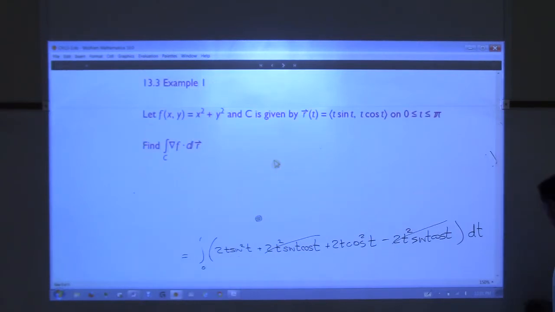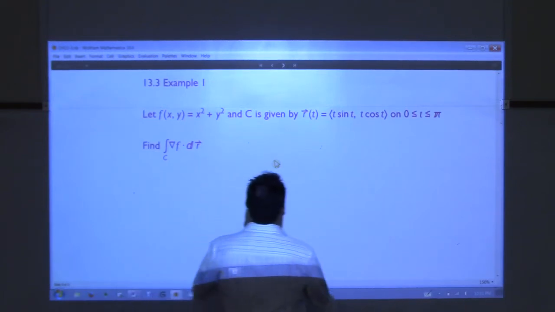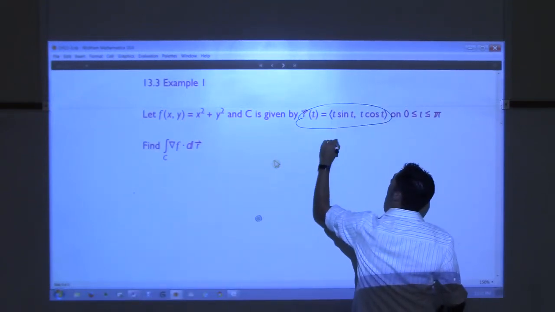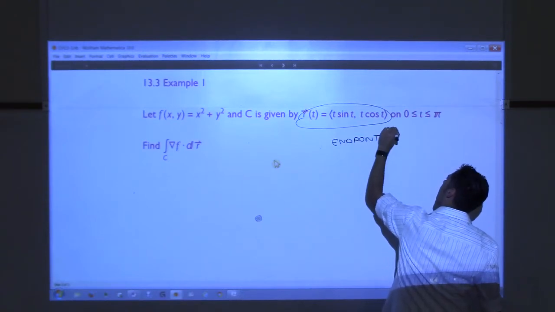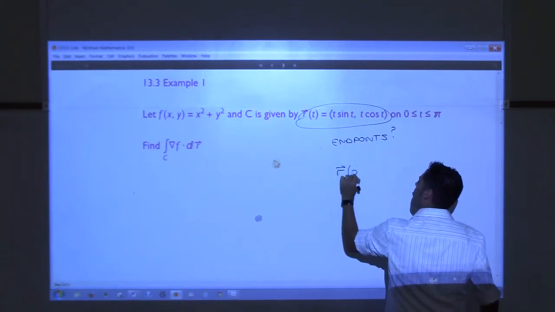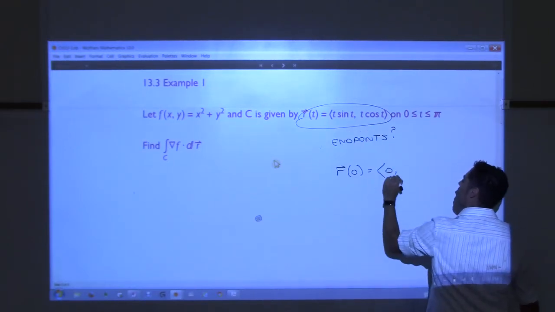Okay, so look, we have this. We need to figure out what the endpoints of this curve are. Can we find the endpoints? You just have to plug in 0 and pi. So what is r of 0? Plug in 0, you get 0, 0. Okay, 0, 0. All right.